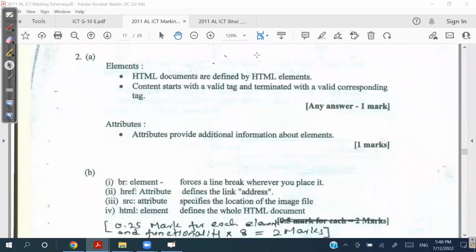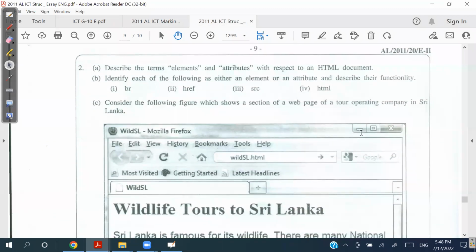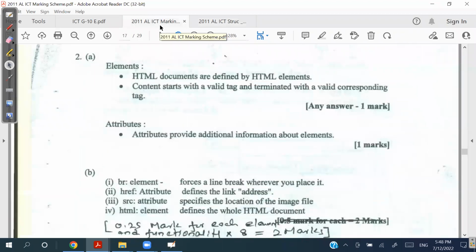All right. So in the second question, they are asking: describe the terms elements and attributes with respect to HTML documents. So these are kind of definitions, people. So it's better you have the idea properly, right? Elements: you can say HTML documents are defined by HTML elements. Content starts with a valid tag and is terminated with a valid corresponding tag, right? So any particular answer can be considered a correct one.